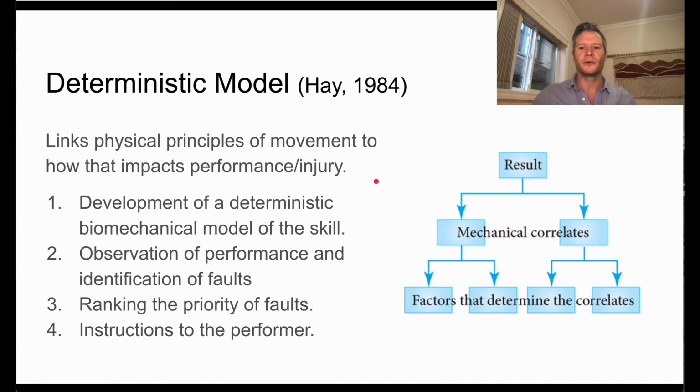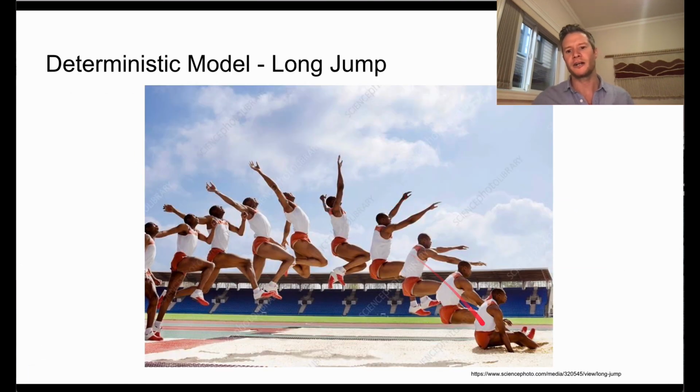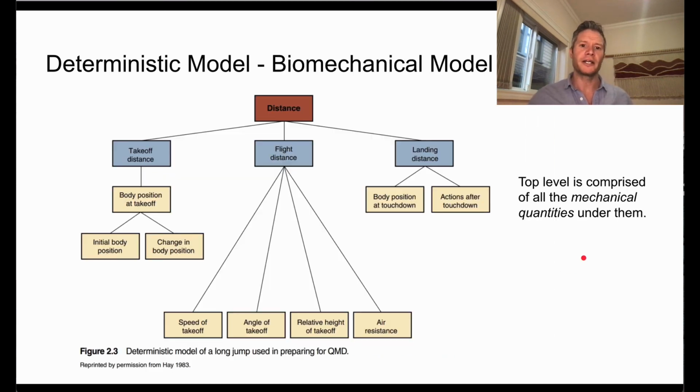Okay, let's use a real application here. Let's look at long jump. Long jump, trying to get as far as you can. That's ultimately the goal, right? So based off a deterministic model, what does that look like? Well, if distance is our ultimate end result, what are some mechanical quantities we need to consider? Well, takeoff distance. What is happening at that point where you're taking off? What's happening in flight, during that flight distance? And then when you're landing, what's happening there?